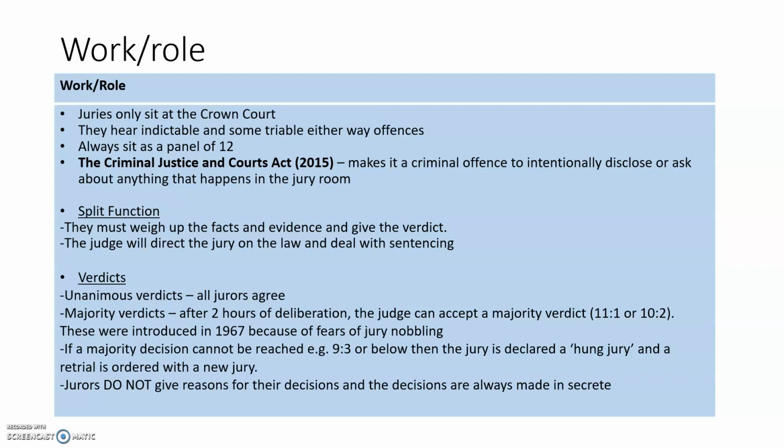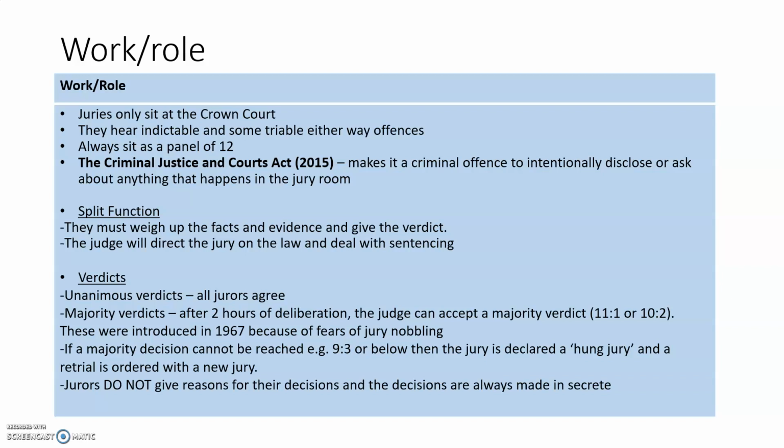Majority verdicts were only introduced in 1967 because of the fears of jury nobbling, which is sort of bribing or interfering with jurors to try and influence their decision. If a majority decision can't be reached, so that's 9 to 3 or below, then the jury is declared a hung jury and a retrial is ordered with a new jury, which obviously is costly and not ideal in most situations.